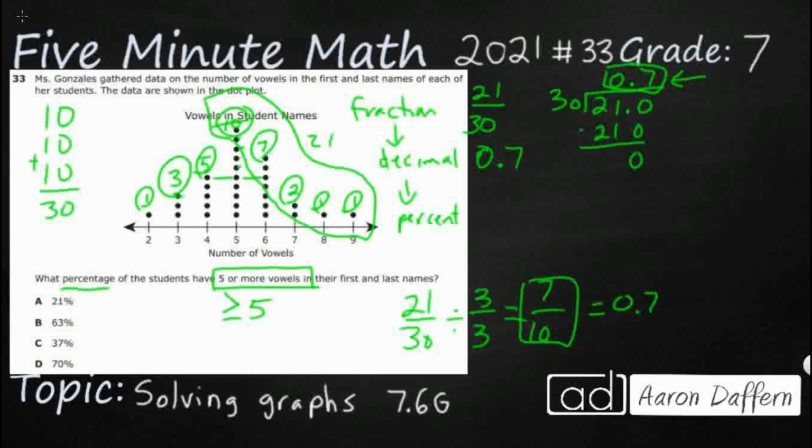Now finally, percent. We're going to take our 0.7. Decimal to percent is when we move it over once, twice, and we add that 0 because it's kind of blank. 70%. So our answer here is going to be D. 70% of students have 5 or more vowels in their first and their last names.